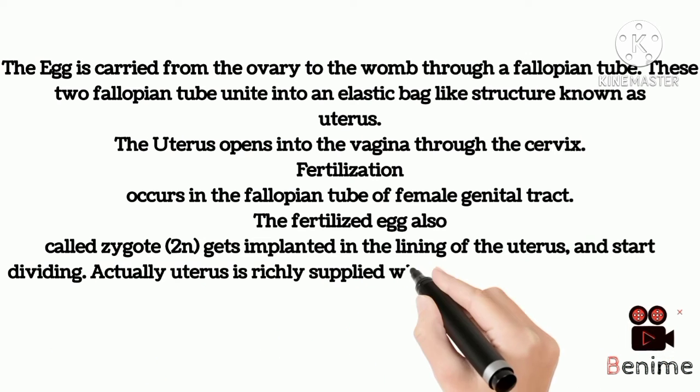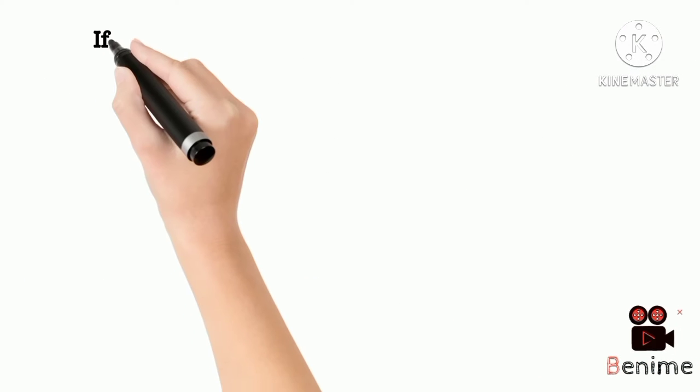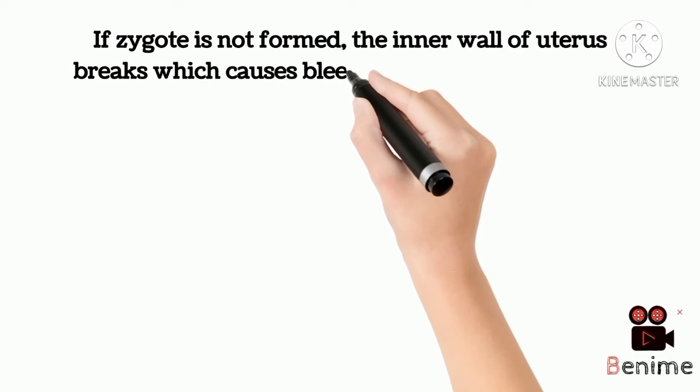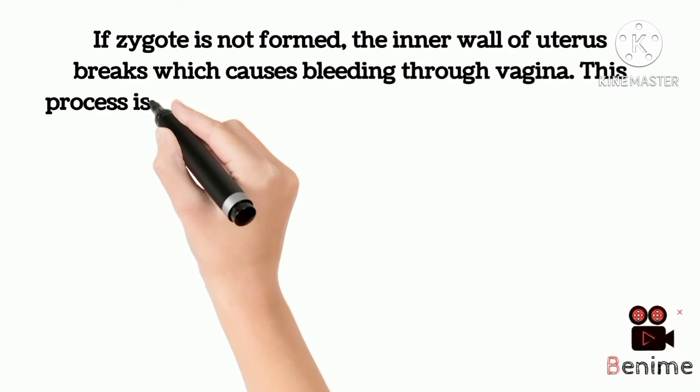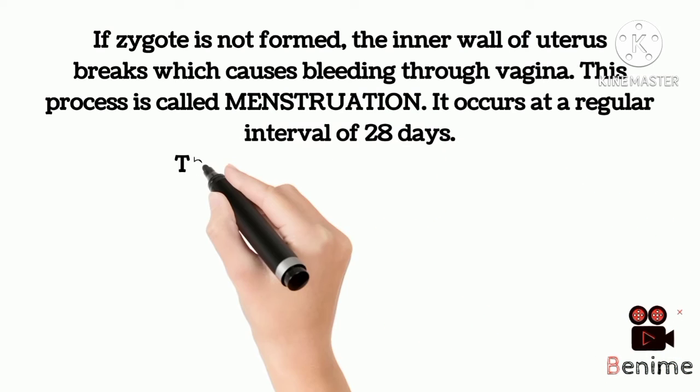Actually, the uterus is richly supplied with blood to nourish the growing embryo. If a zygote is not formed, the inner wall of the uterus breaks, which causes bleeding through the vagina. This process is called menstruation. It occurs at a regular interval of 28 days.